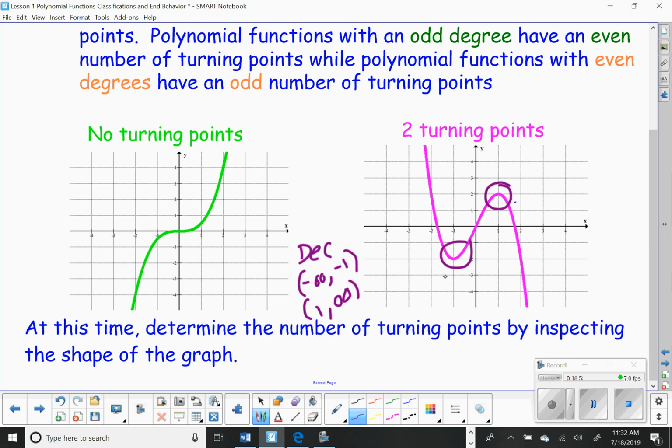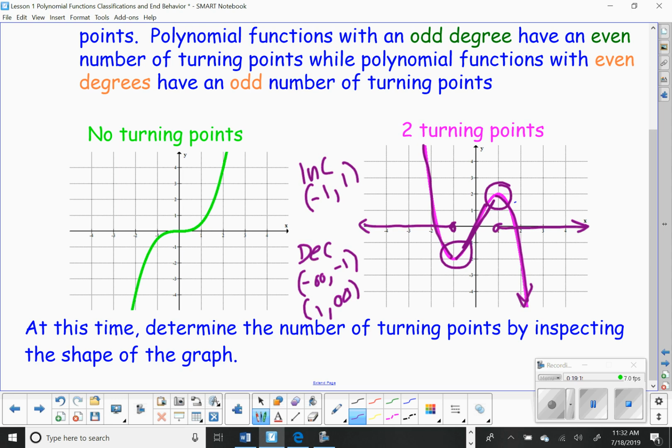Over what values of x is this thing decreasing? It's decreasing here and here. That would be from 1 to positive infinity and from negative infinity to negative 1. Now, this graph is increasing over the values of x from negative 1 to 1. From here to here, it's increasing.